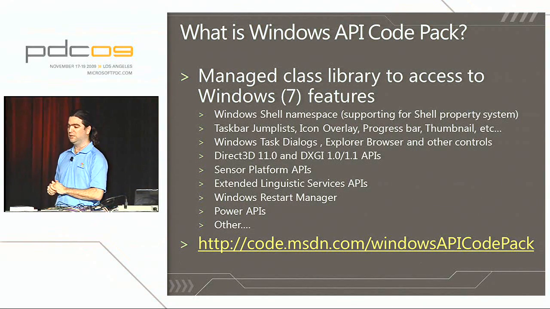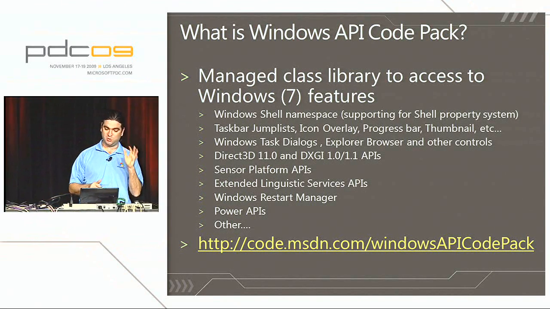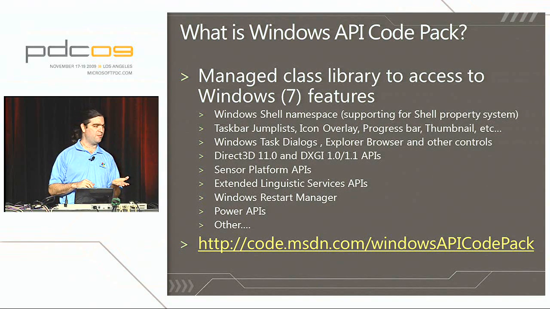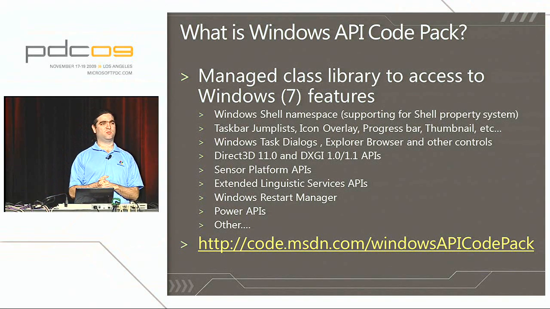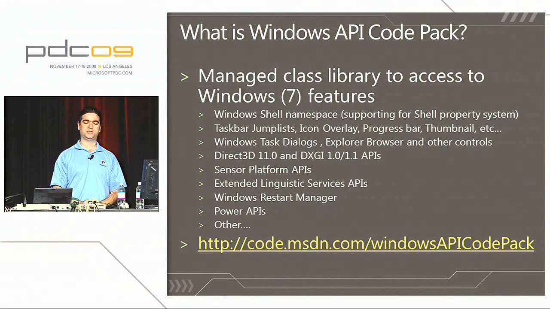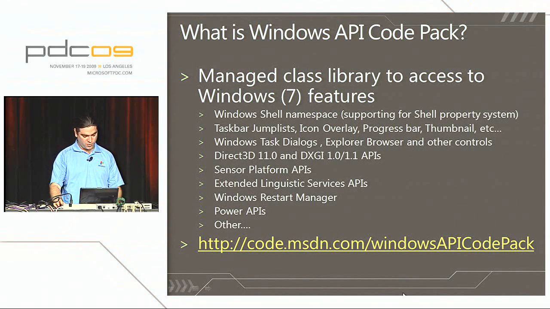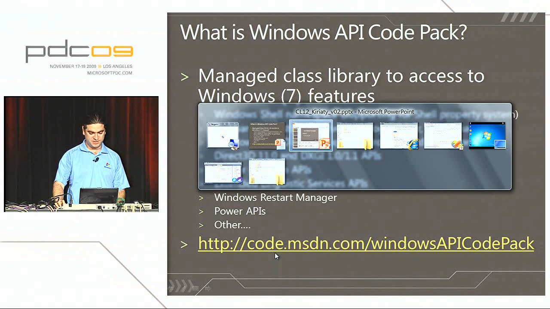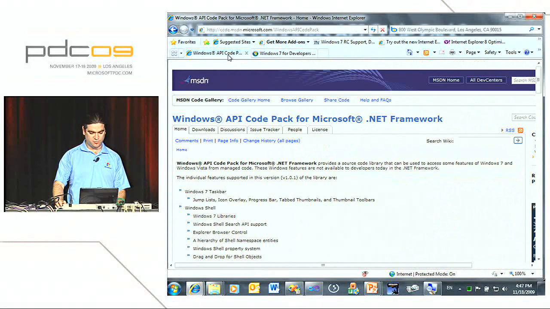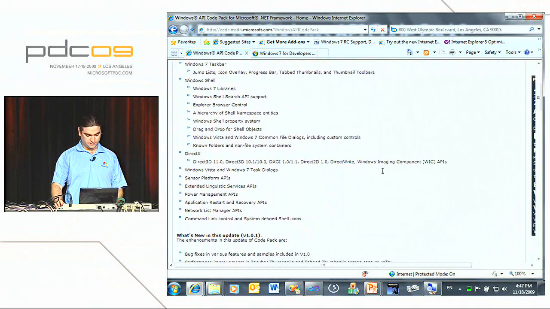So what do we have there? We have great shell integration, really, really good shell integration. We'll see it in a second. It includes the taskbar and libraries. We have support for DirectX. We'll see it in a second. We have sensor and location, sensor, no location. We have the Windows Resource Manager, Power APIs, and so forth. Where can you get it? You can get it from code.msdn.com/WindowsAPICodePack. And over here you can get the download, discussion, issue tracker, report bugs, follow bugs, and so forth.